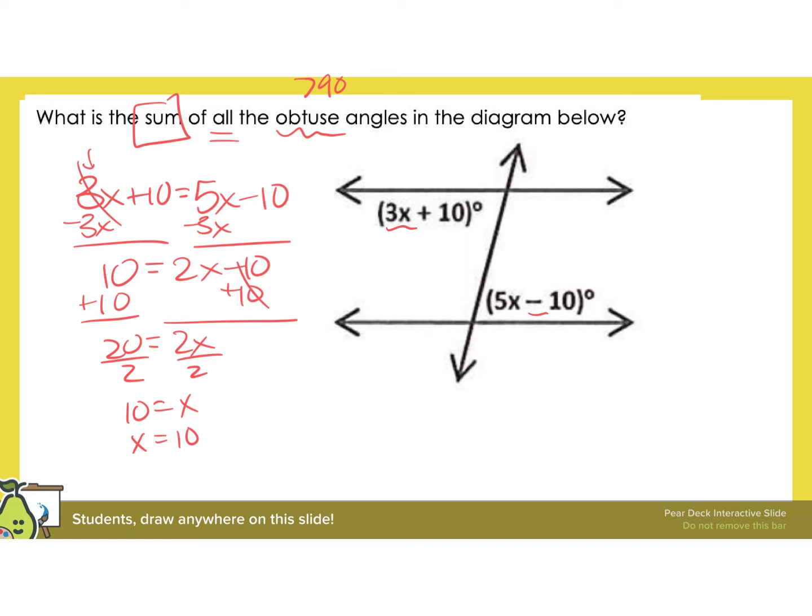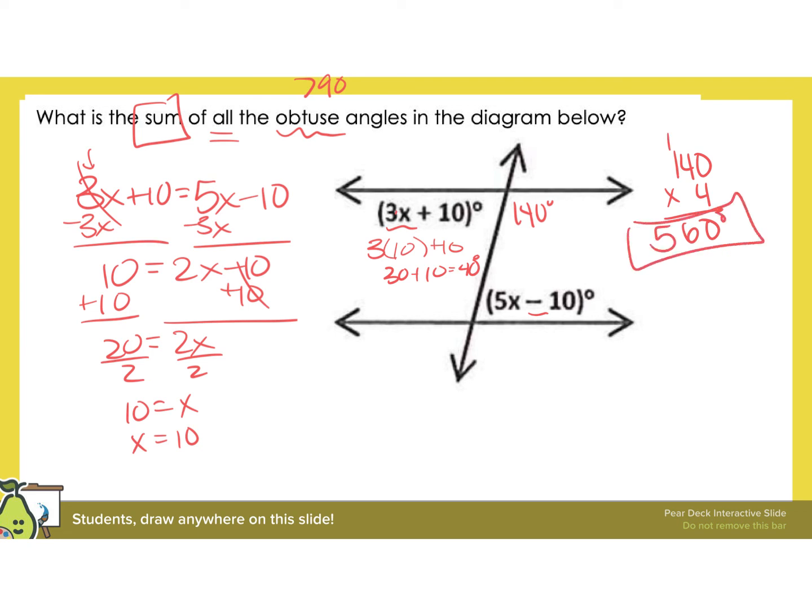Not the question, so I'm going to figure out what my angles are. So here, instead of x, I'm going to put a 10 in its place. So that's 30 plus 10, which is 40. That's not obtuse. What's the other angle going to be? 140. How many 140 degree angles are there? There are 4 of them. So if I add them all together, that's the same as multiplying by 4. 560 degrees. And that is it.